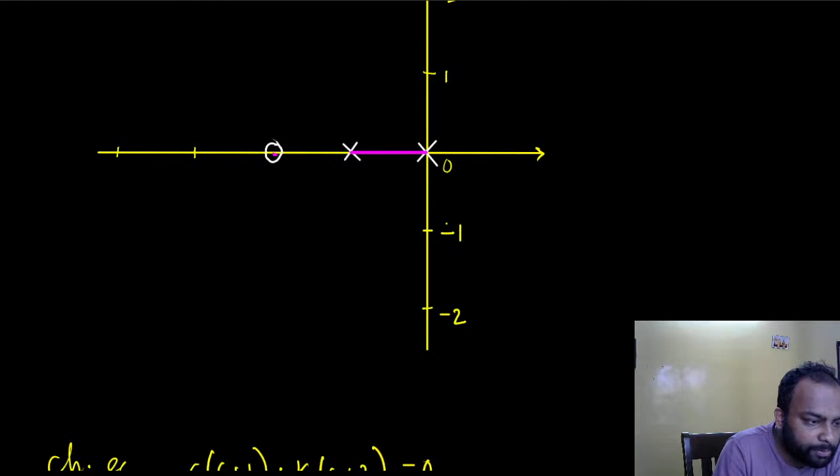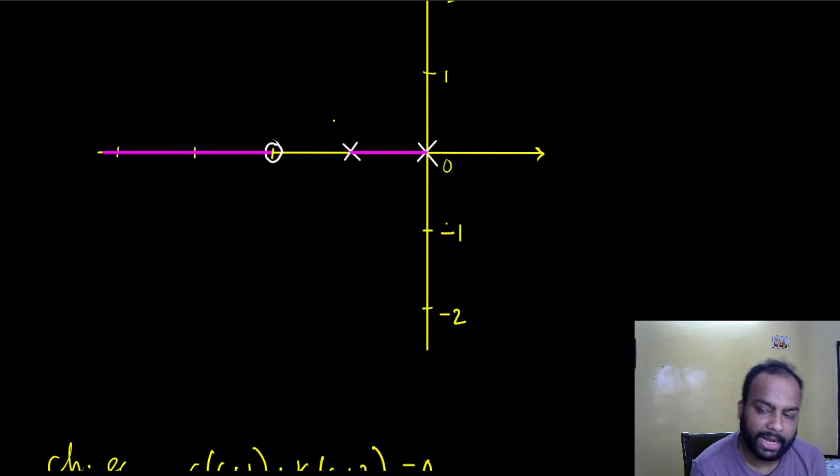Is this part on the root locus? The answer is no, because if I'm standing anywhere here, look to my right, there are two poles, not part of the root locus. Is this part on the root locus? The answer is yes, because if I stand on this part and look to my right, then I would see a total of 3 poles and zeros to my right. So essentially I have an odd angle contribution here and done, right? So this part is going to be on the root locus.